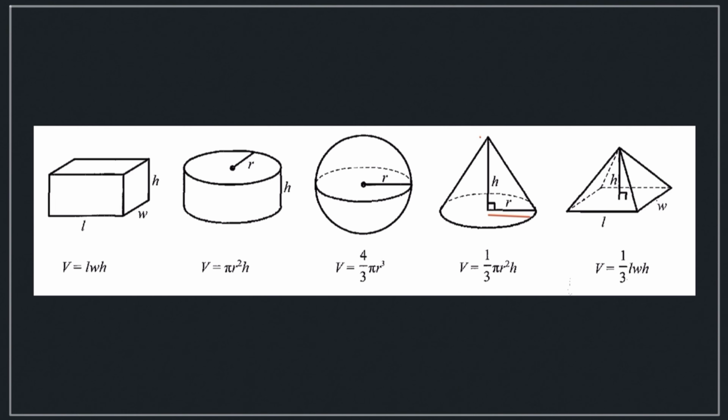Volume of the cone is 1/3 pi r square times height. Volume of pyramid is similar to volume of cone, except this time area of the base is not pi r square, it is length times width as it is rectangular. We can multiply this to height and find the volume as 1/3 length times width times height.